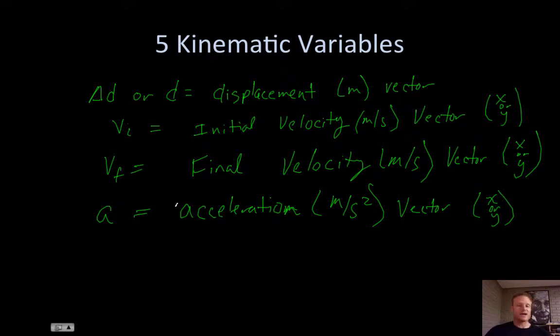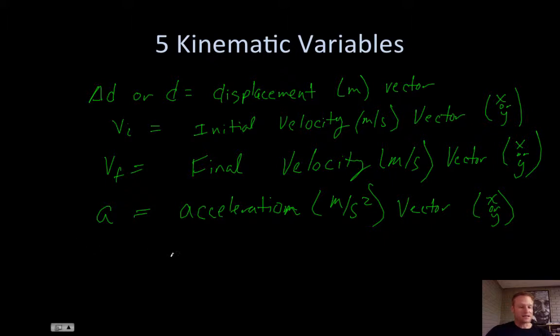Now notice I don't have A initial or A final. Basically, when you start getting into accelerations that are changing throughout the motion of an object, that starts to involve some calculus, and that goes beyond the scope of this course. So our acceleration will always either be 0 or it'll be just a constant acceleration. The acceleration won't change throughout the motion.